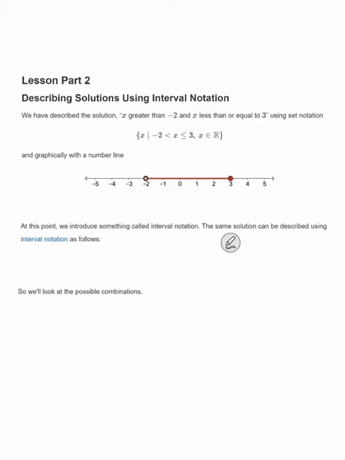So just to recap the 3 methods that we've been looking at to describe intervals, we have described the solution x is greater than -2 and x is less than or equal to 3 using set notation this way, and then graphically using a number line just like this. And now we just learned something called interval notation, which is another way to describe this interval, and it would be x is an element between -2, not including -2, and 3, including 3.